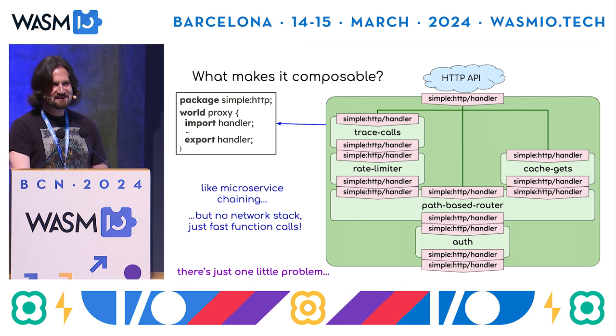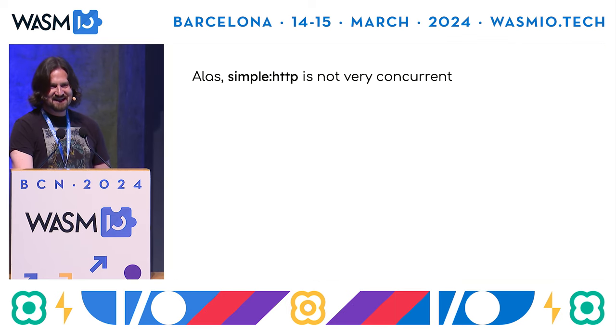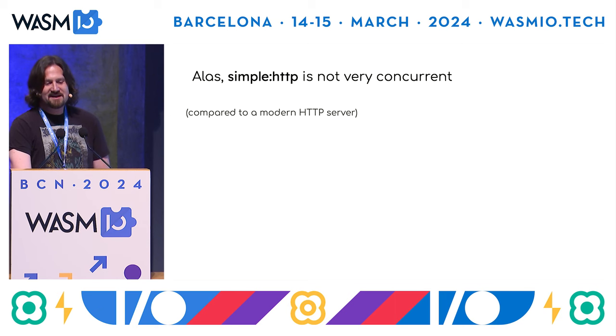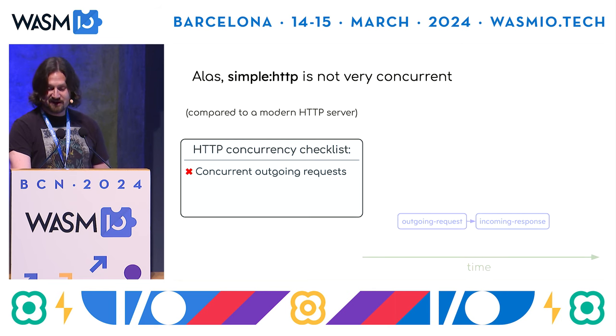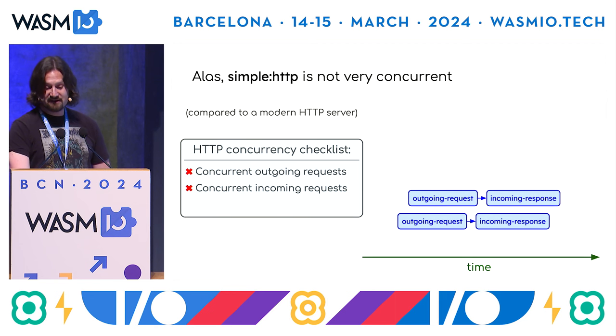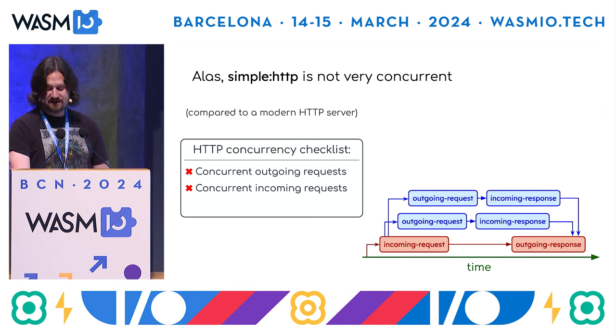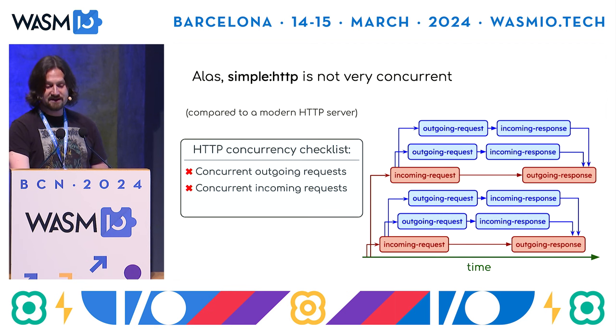But there's just one little problem with this whole beautiful Lego-blocky design, which is concurrency. Because alas, simple HTTP is not very concurrent compared to any sort of modern HTTP server. Going down the checklist of what we might want, we would want concurrent outgoing requests, where while I'm making one outgoing request and waiting for a response, I can issue another one that runs at the same time. We want concurrent incoming requests, so while I'm handling one incoming request and making those outgoing requests, I can concurrently handle another incoming request in the same components, which can have its own outgoing requests.